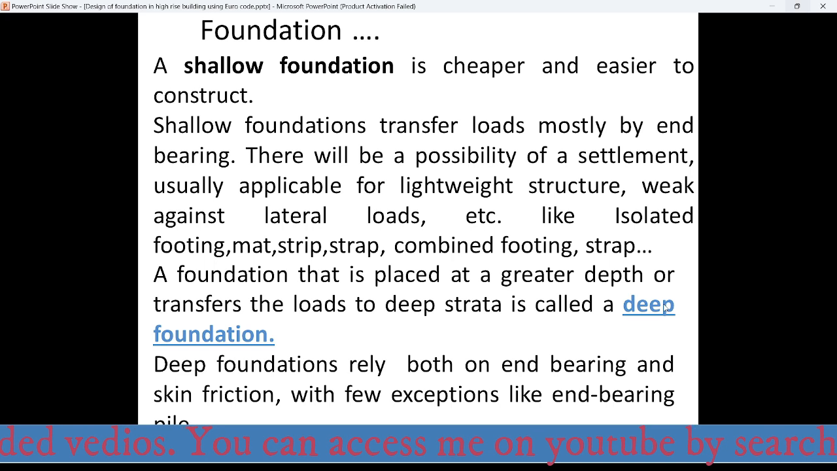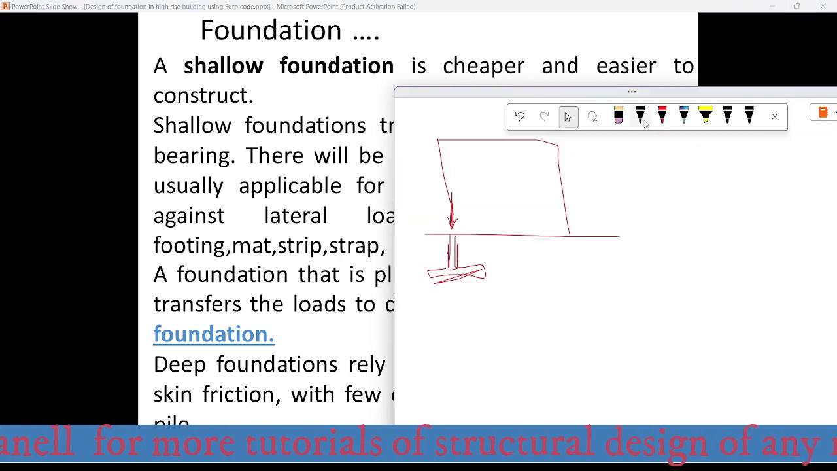We will place our foundation at a greater depth of the soil in order to get a good stratum to withstand the higher structural loads coming from the superstructures, and also the lateral loads such as from wind and from seismic. So deep foundations rely on both end bearing and skin friction.